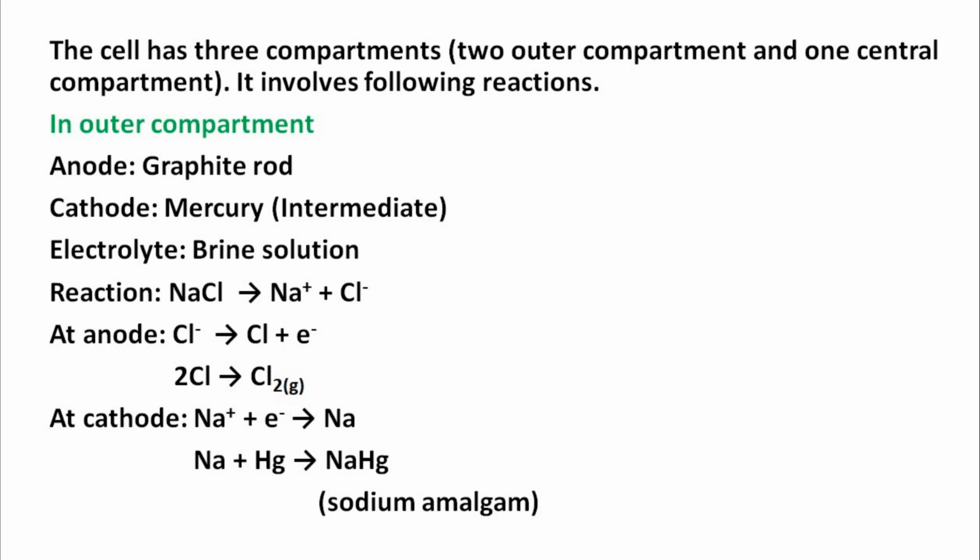At anode, chloride Cl- ion forms chlorine, liberating one electron. This chlorine reacts with chlorine to form chlorine gas molecule Cl2. At cathode, sodium cation Na+ takes an electron to form sodium. This obtained sodium reacts with mercury to form sodium amalgam NaHg.